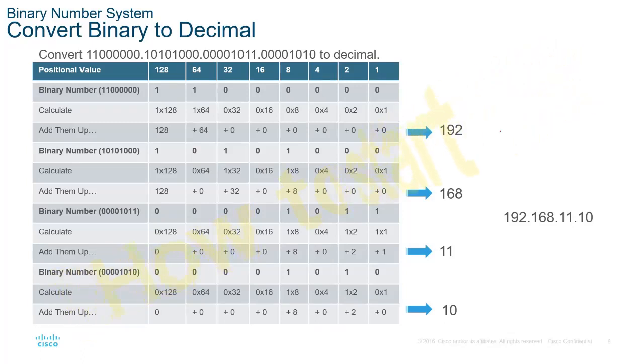If we have a few other numbers, here we have 11000000, which we've already done, this first one. So now let's do the second one, 10101000. We're going to add 128, we're going to add 32, we're going to add 8. That should be 168.